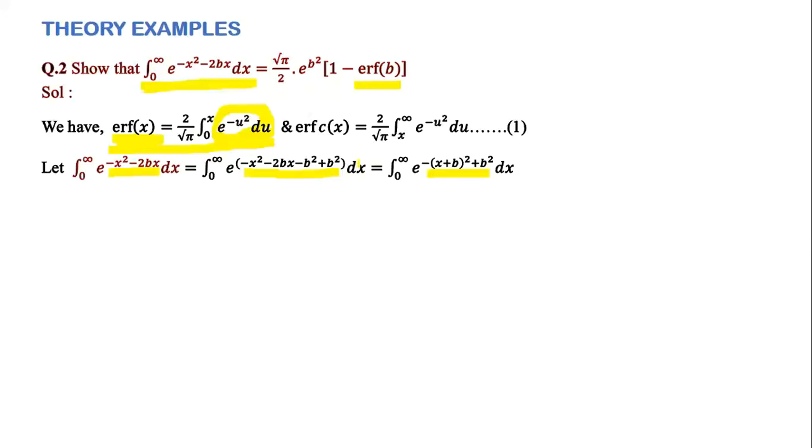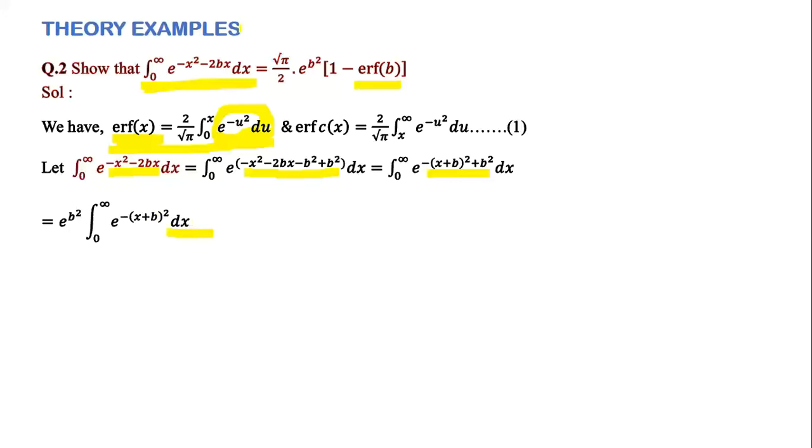Now e raised to x plus y can be written as e raised to x into e raised to y. So this term becomes e raised to b square, and you can take this outside the given integral, because our given integral is with respect to x. So in that case, e raised to b square becomes constant. And in bracket, you will have e raised to minus x plus b whole square as it is. So this is our initial approach.